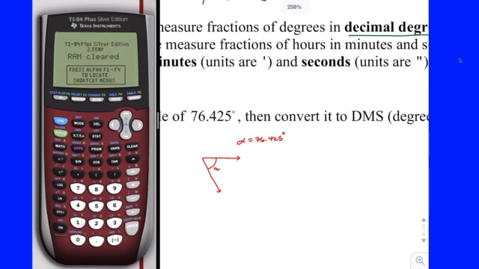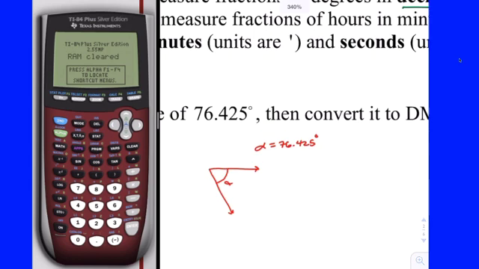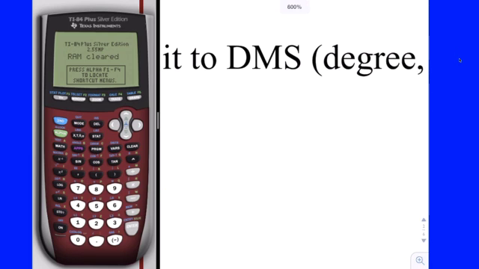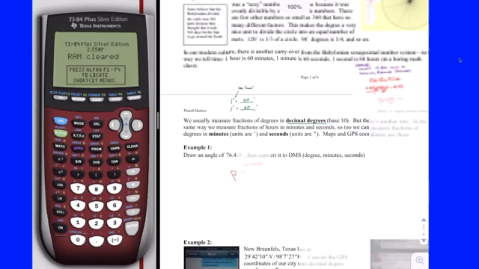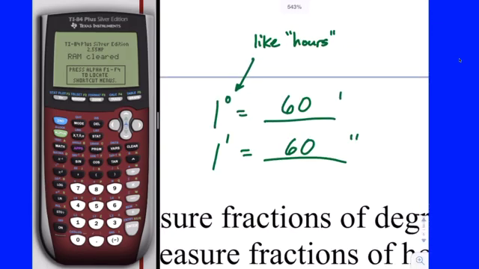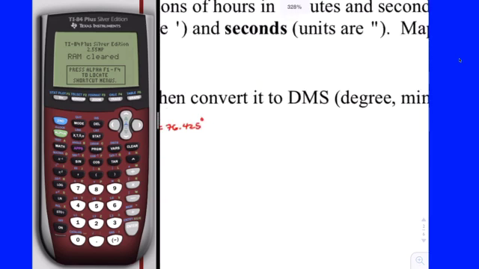Okay, but now we want to convert it to degrees, minutes, seconds. What we're going to do is pretty much what we did in the warm-up when we converted hours to hours, minutes, seconds, because we learned yesterday that, just like with time, 1 degree is 60 minutes, so degrees act like hours, and 1 minute is 60 seconds. So we can use the exact same conversion factors.